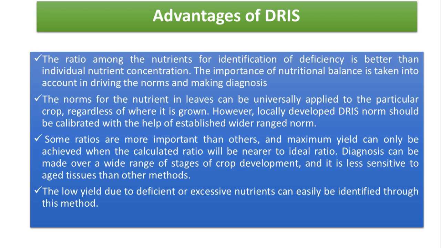Some ratios are more important than others, and maximum yield can only be achieved when the calculated ratio is nearer to the ideal ratio. Diagnosis can be made over a wide range of stages of crop development, and it is less sensitive to aged tissue than other methods. The low yield due to deficient or excessive nutrients can easily be identified through this method.